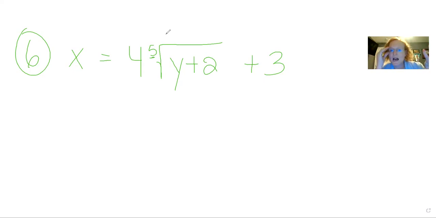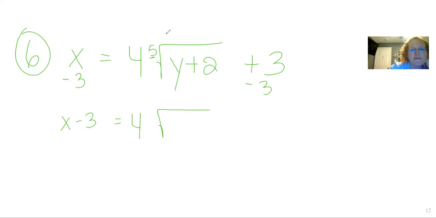So what you want to do anytime you've got something like this, you got a lot of stuff, it's kind of like an onion. You're going to sit here and you're going to peel back the layers. So the first thing that you want to do is get rid of everything that's outside that root sign. So we want to get rid of that 3 and we want to get rid of that 4. Well, the way to get rid of the 3 is to subtract it. So if I do that, that leaves me with x minus 3 equals 4 times the 5th root of y plus 2.